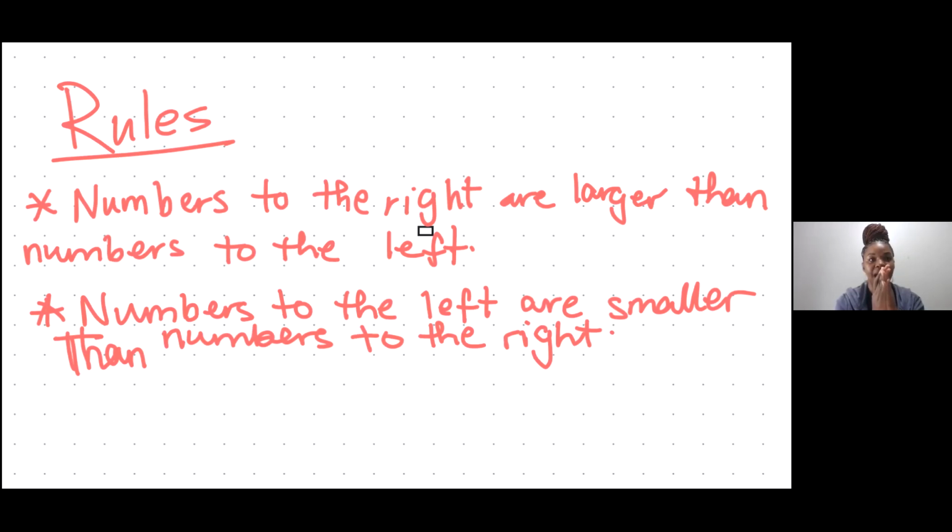So for example, I have 1, 2, 3. 2 is in the middle. 3 is larger than 2. 1 is less than 2. So the numbers to the right are larger. Numbers to the left are smaller.